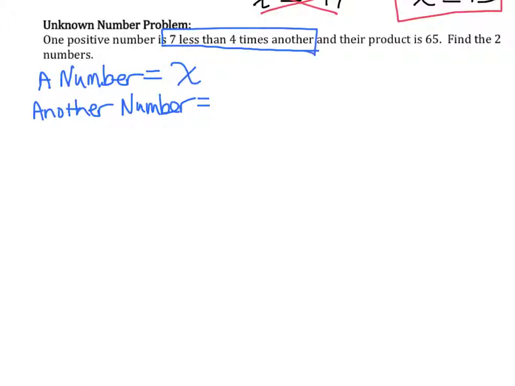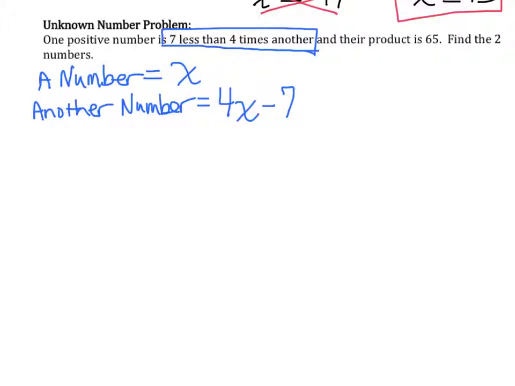Well, by my order of operations, I need to do the 4 times first, so I get 4x, and if I want 7 less than that, I have to take away 7 from it. And so I get 4x minus 7. So now I have an algebraic expression for both of these numbers here. One is given by x, the other is given by 4x minus 7.